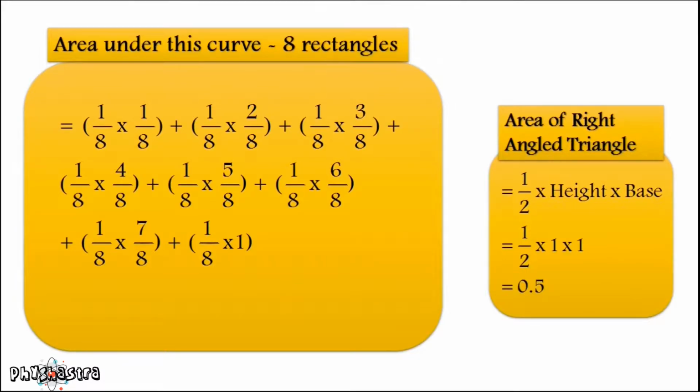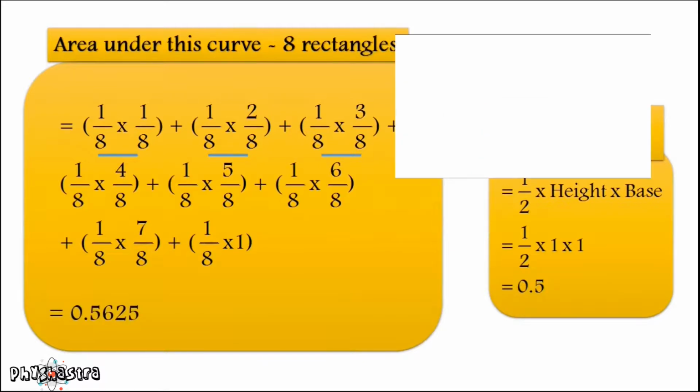Similarly as before, the first rectangle has width 1 by 8 multiplied by the height 1 by 8. Then for the second rectangle, width 1 by 8 multiplied by the height 2 by 8. Then the third rectangle, width 1 by 8 multiplied by the height 3 by 8. So on for the rest of the rectangles, and we get 0.5625. See, I told you we are getting closer to the value 0.5.